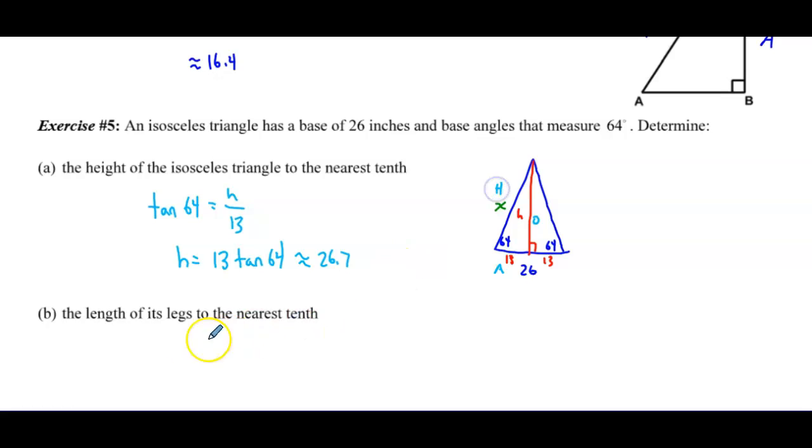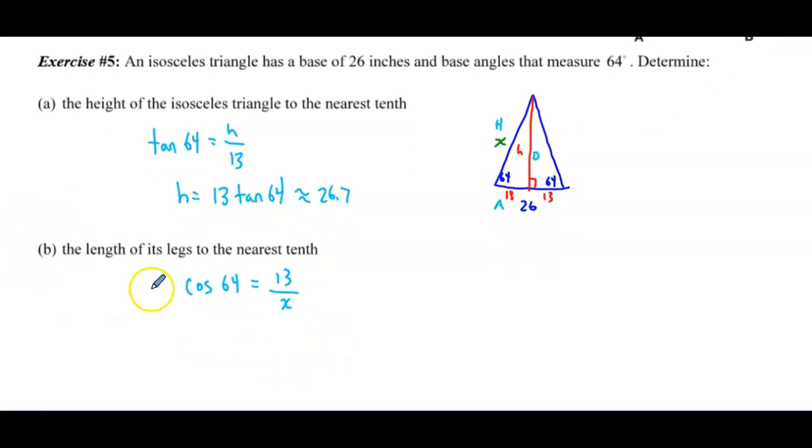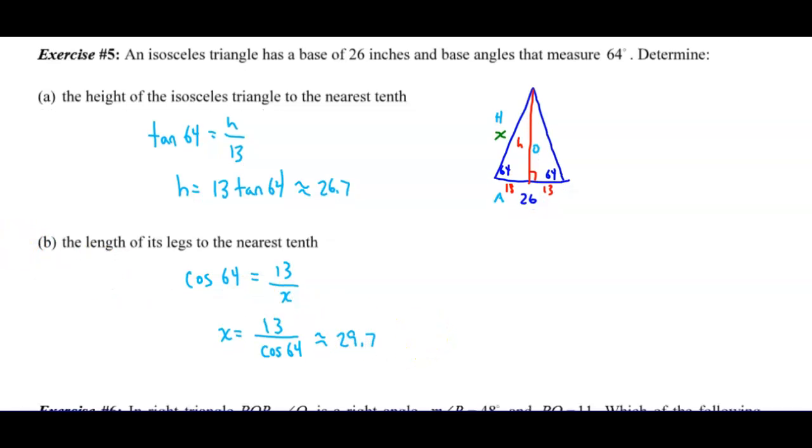And so if I write my equation using A and H, that's cosine. So cosine 64 is equal to adjacent 13 over hypotenuse x. Okay, so switch the x and the cosine 64, and that's going to give me an approximate calculator answer of 29.7. All right, let's finish this up.